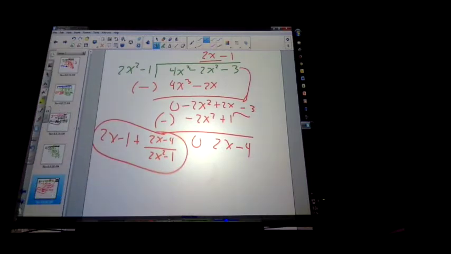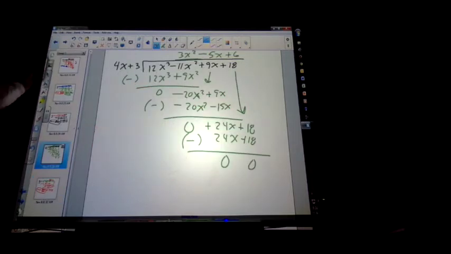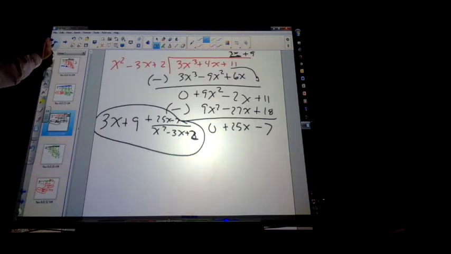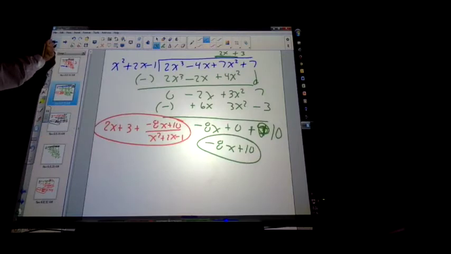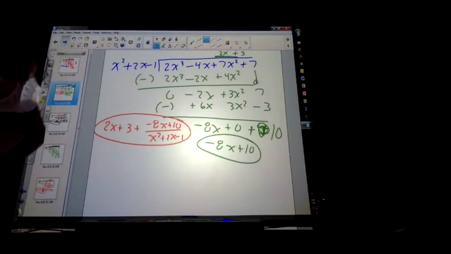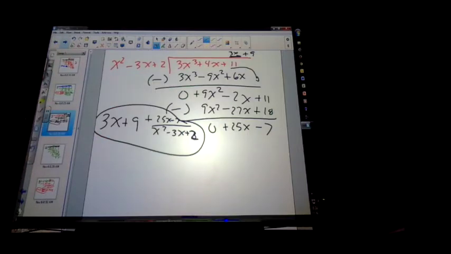Could you go back? What's the answer for the second one you did for problem 2? That one or that one? That one? Yeah. No, the one with 3x cubed plus 4x plus 11. That one? Okay. You're welcome. Anything else?